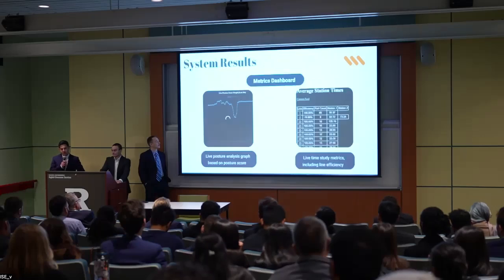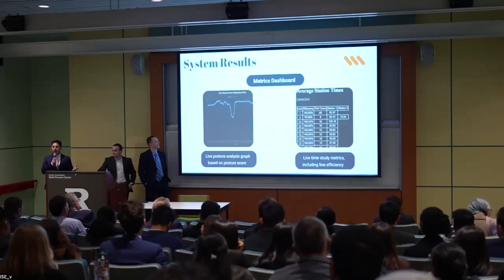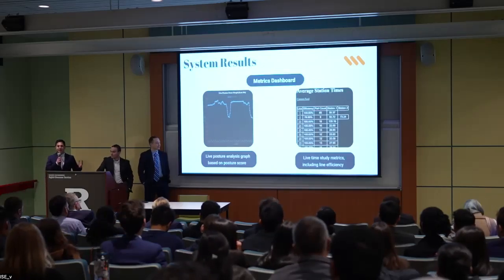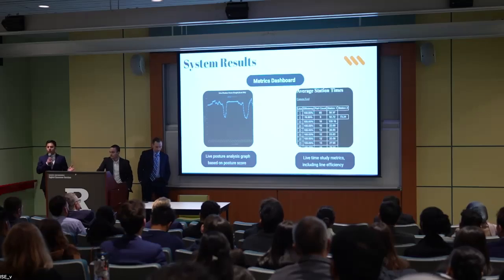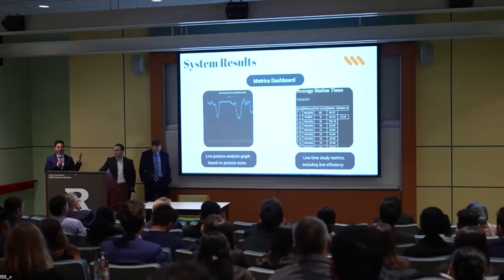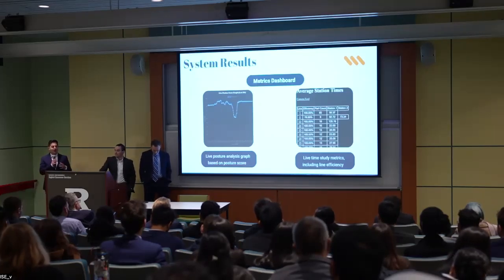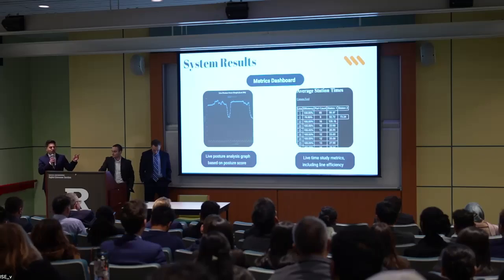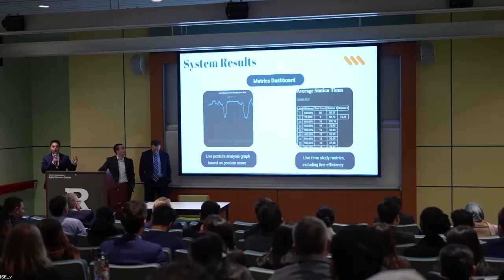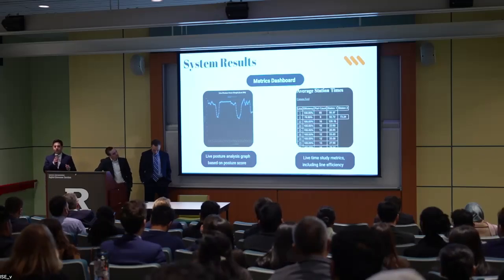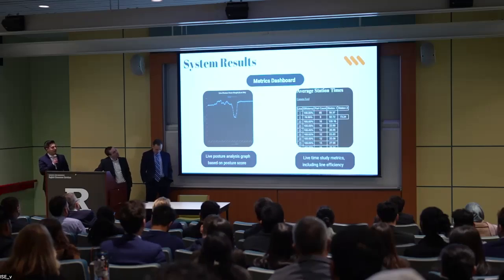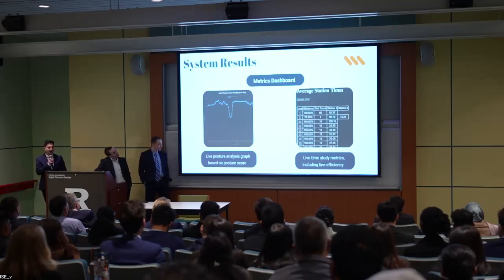Next, for our system results, the bread and butter of what we're offering our customers is our metrics dashboard. So the two key parts that I want to highlight are our live posture analysis and our station times. That live posture analysis graph that you see up there was obtained in real time. Someone is moving and changing their posture, and we're able to make that graph in real time. We'd be able to show you that later.